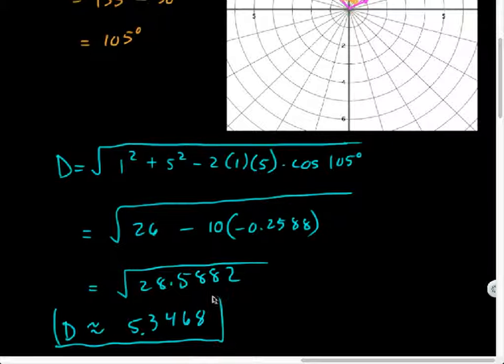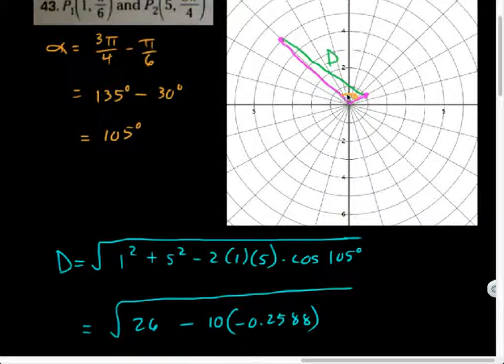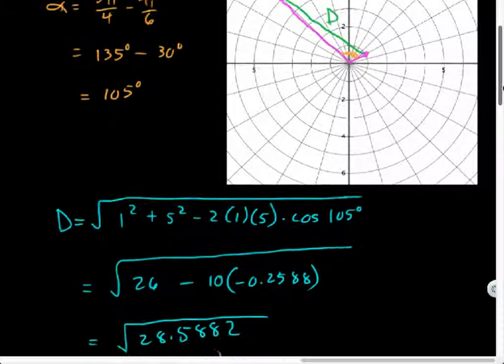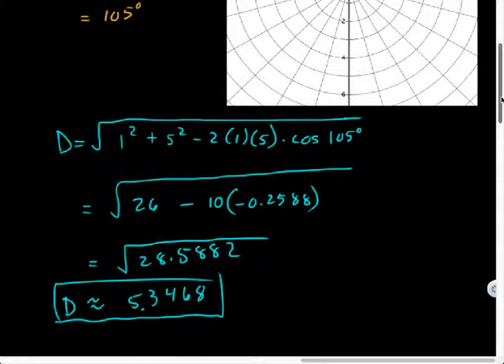So the distance formula in polar form works, but it's completely related to just the law of cosines, whereas the distance formula in a rectangular coordinate system is really just a cousin of the Pythagorean theorem.